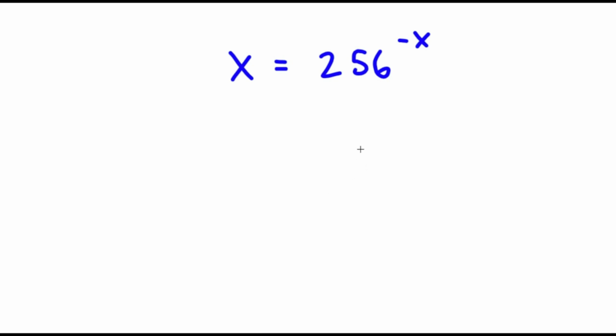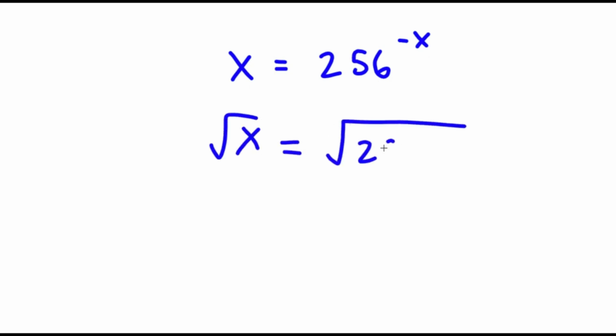Alright, so in this problem, I have x is equal to 256 to the power of negative x. So to solve this, I'm going to start by taking the square root on both sides. So now I have the square root of x is equal to the square root of 256 to the power of negative x.